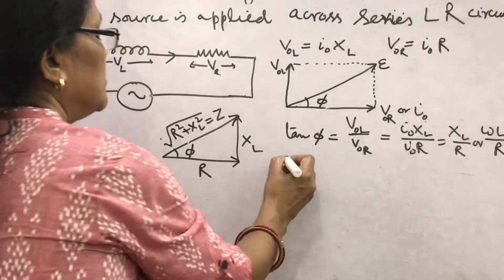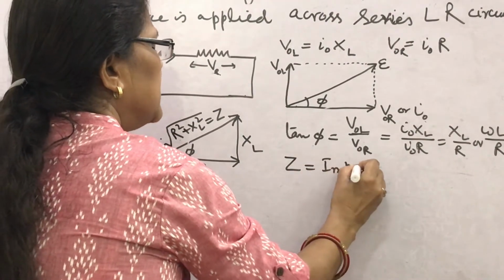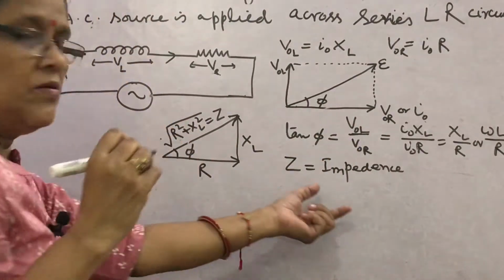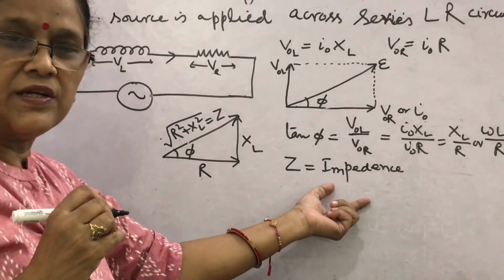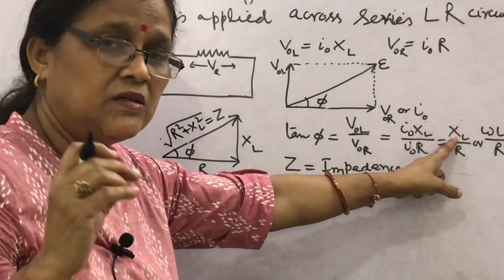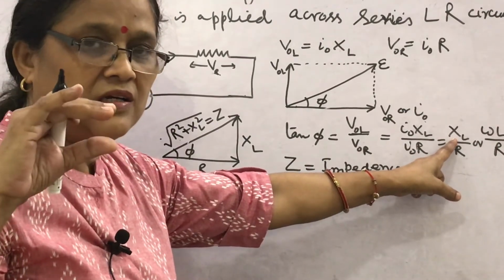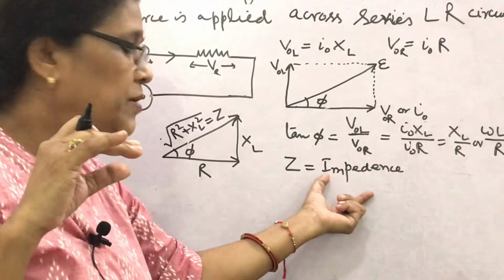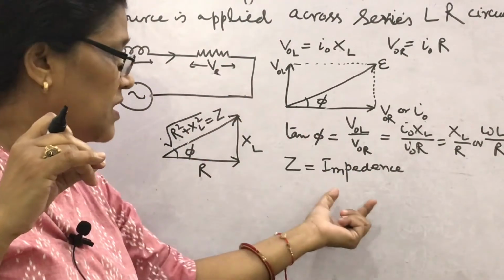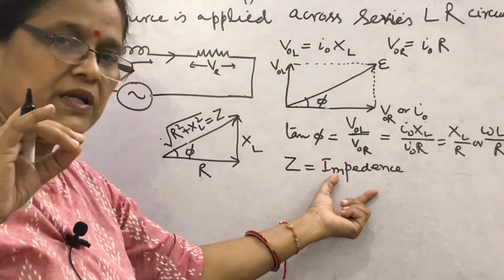This Z is called impedance. What is impedance? Another factor to oppose the current in a circuit. What was XL? Reactance. The current is opposed by the presence of a coil in its way. Here in impedance, not only the coil, resistance is also here. So the combined hindrance in the path of current in an AC circuit is called impedance.